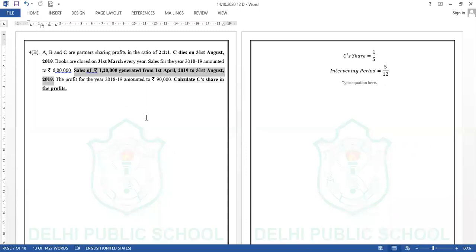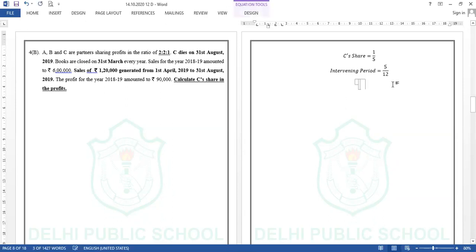Like I wrote 5 months. Now when we calculate share in profit, I don't have to calculate 5 months, because that sales is of that period only. Okay. The profit for the year 18-19 amounted to rupees 90,000. Okay, calculate C's share in profit. Now what will we do here, the same cross multiplication, that type of thing, what is the amount of sales and what is the amount of profit.